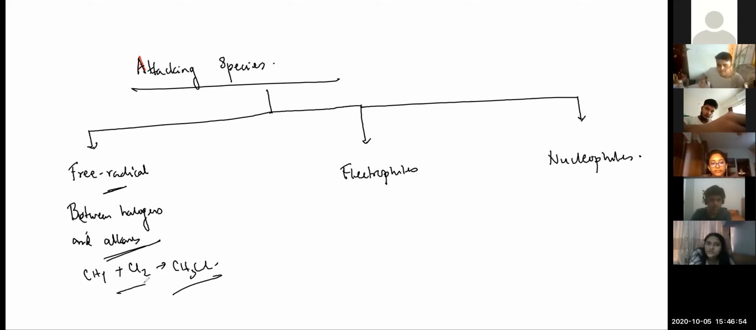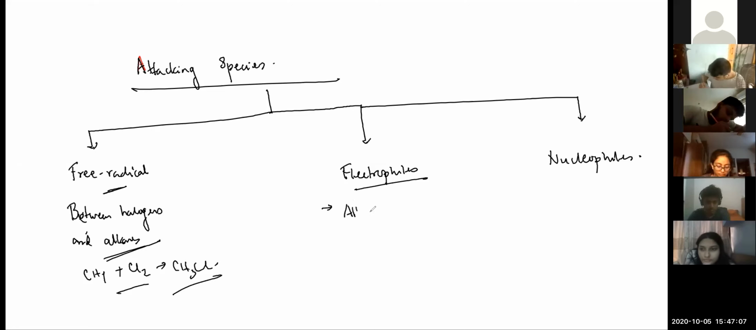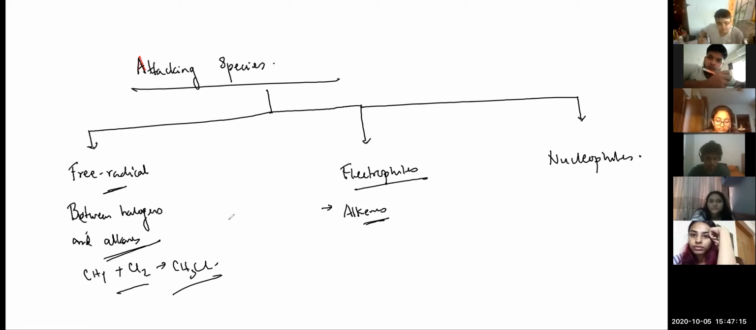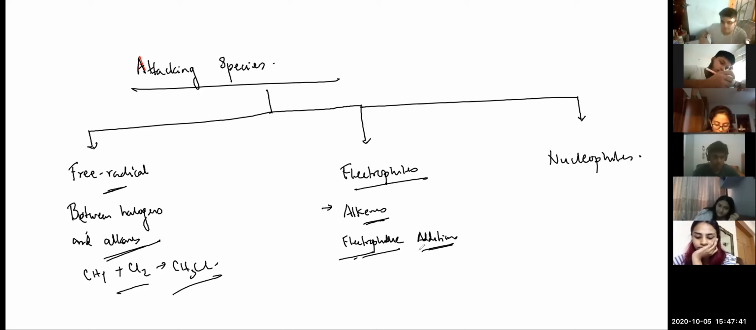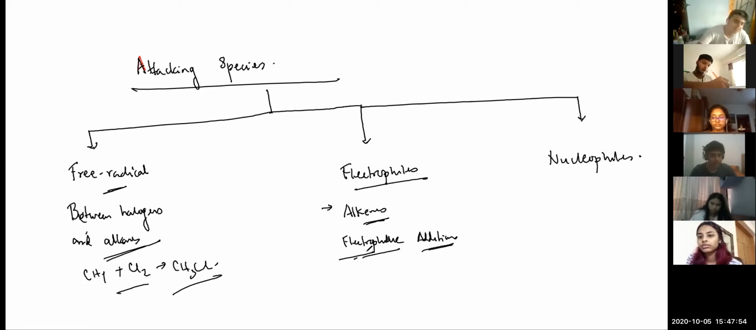So what is this? Free radical substitution. Electrophiles act between alkenes. So alkenes undergo what type of reaction? Substitution or addition? Addition reaction. So the mechanism, the way the alkenes react, is known as electrophilic addition. Electrophiles are added to alkenes. That's why they undergo electrophilic addition reaction. And then we have electrophilic substitution also. Don't write these. I'll explain these to you later, step by step, or else you'll get confused.